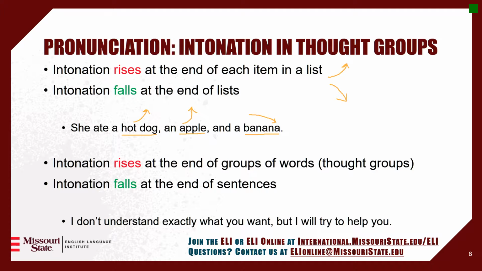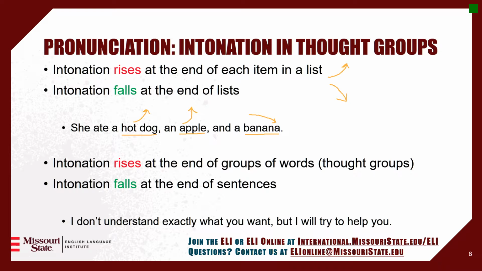Okay, if I add something else to the list, I'm going to go up unless it's the last thing. She ate a hot dog, an apple, some candy, and a banana. Okay, if I have even more things, she ate a hot dog, an apple, an orange, some candy, a potato, some french fries, a hamburger, and a banana. Okay? As many things as you have, if your intonation goes up, it tells your listener that you're going to continue listing things. Okay? If your intonation goes down, it says that you're finished.